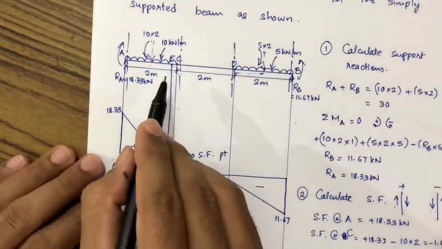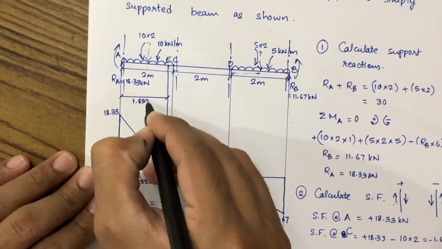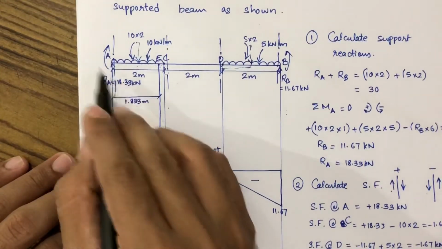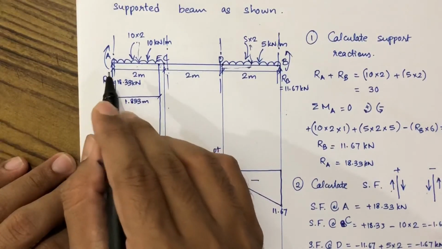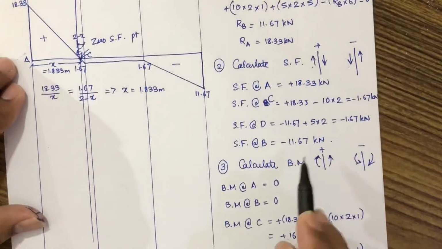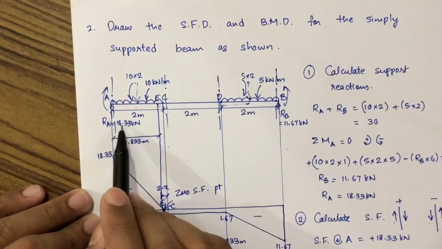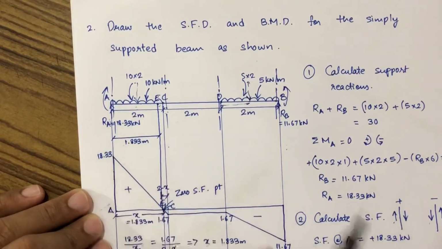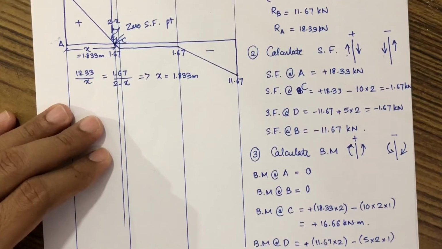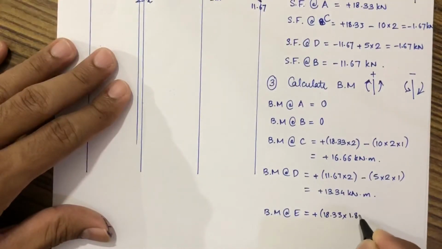Okay. Now here this distance is given as 1.833 meter. Now this is the force to the left of the section and it is moving, the moment is going upwards. So moment to the left moving upwards is to be taken positive. So this will be plus 18.33 multiplied by 1.833.